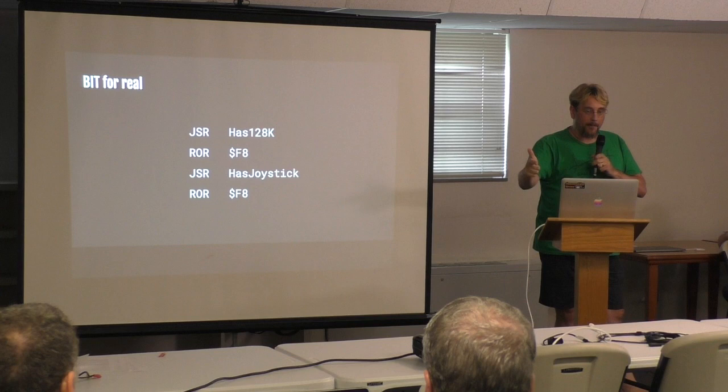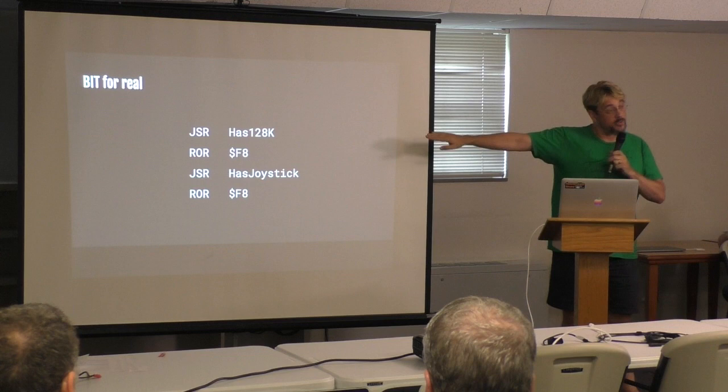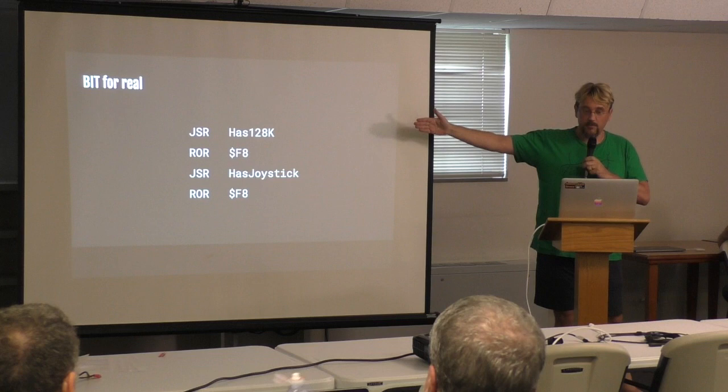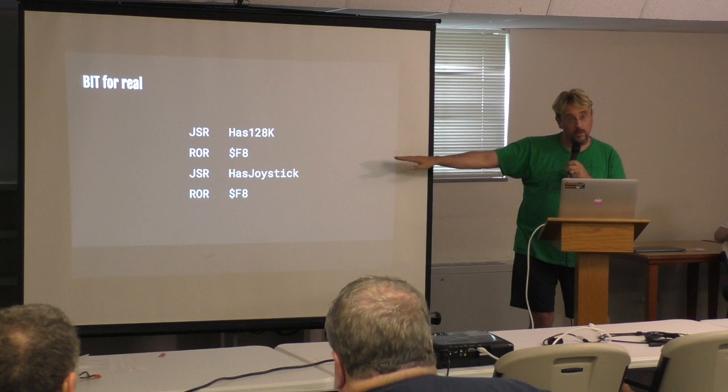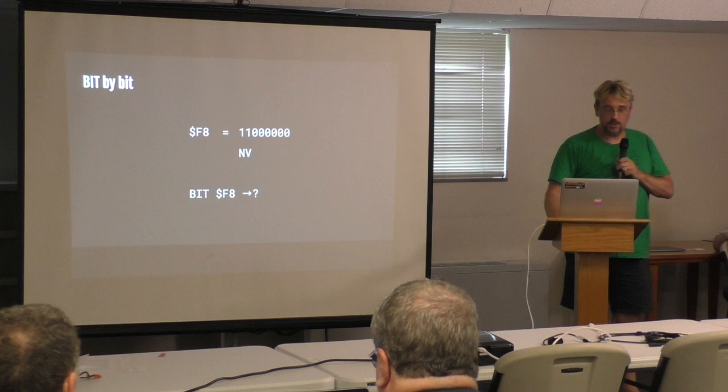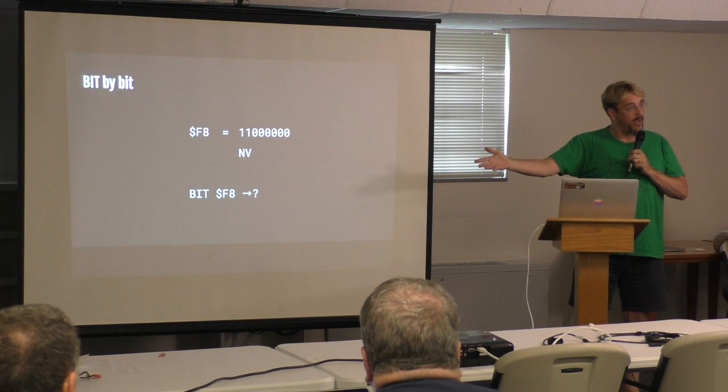So this is code from an upcoming project, which I'll demonstrate further on Saturday, where I call a routine to check how much memory you have. It sets the carry flag if you have 128K, and otherwise it clears the carry flag. Then I take that and rotate it into the high bit of a zero page address. I have a similar thing for a joystick and rotate that in. So now the high two bits of that address are Boolean flags for me.